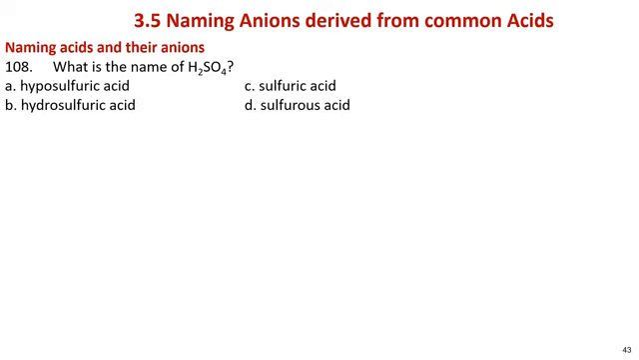Some of the names of acids. Sulfuric acid is H2SO4, HCl is hydrochloric acid, HNO3 is nitric acid. You have to kind of know about acids. Polyatomic ions come from acids. Sulfuric acid, if you put it in water, you get sulfate ion.